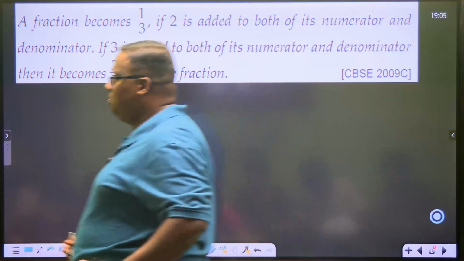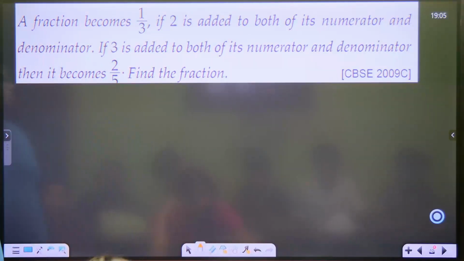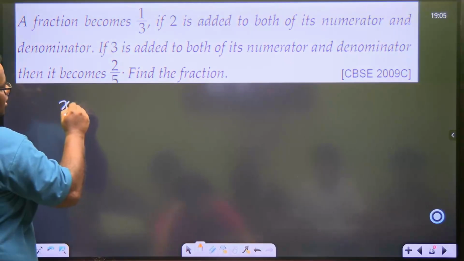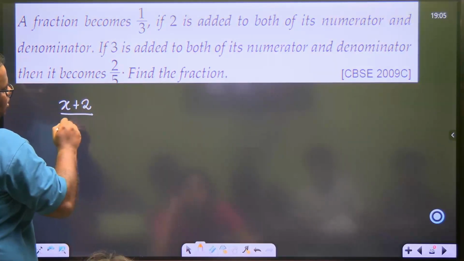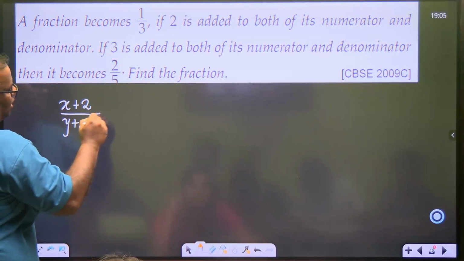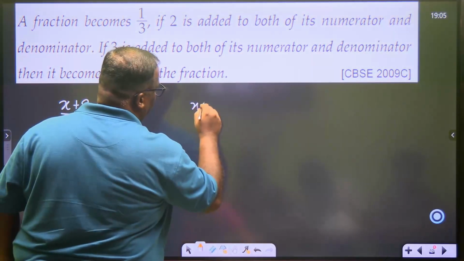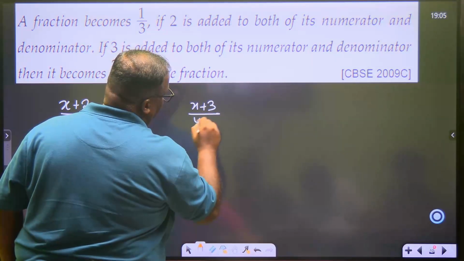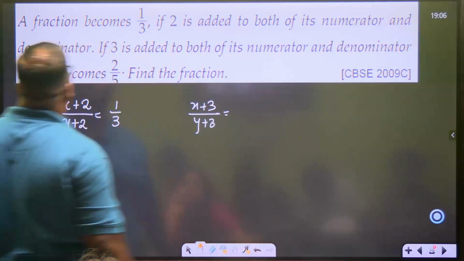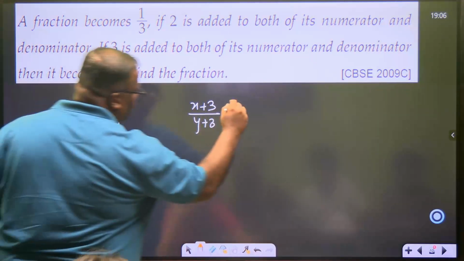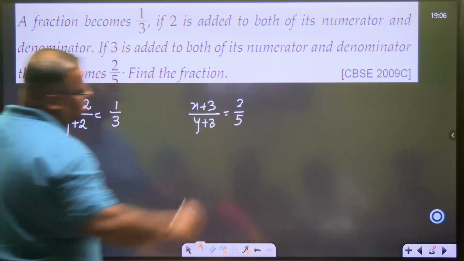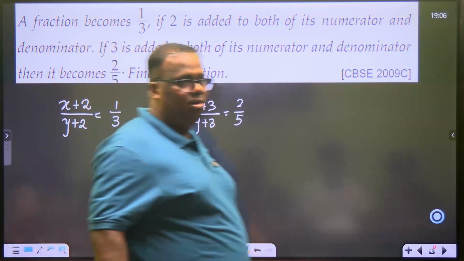A fraction becomes 1/3 if 2 is added to both its numerator and denominator. If 3 is added to both its numerator and denominator, then it becomes 2/5. Find the fraction. This you should be able to do. This is an easy problem.